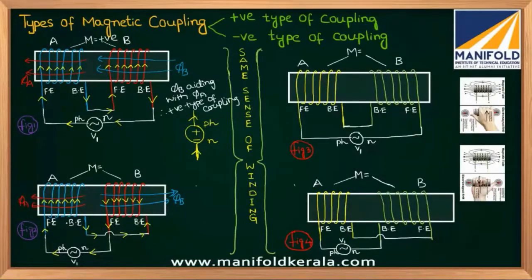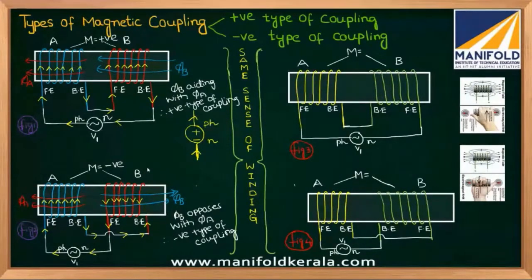Now tell me, in this case, what about phi B and phi A: are they aiding or opposing? In figure number 2, phi B and phi A are opposing. So I can write here: phi B opposes phi A. So which type of coupling? Therefore, negative type of coupling, where mutual inductance M is negative. Is it clear? Everybody, please respond. Yes. Thank you.